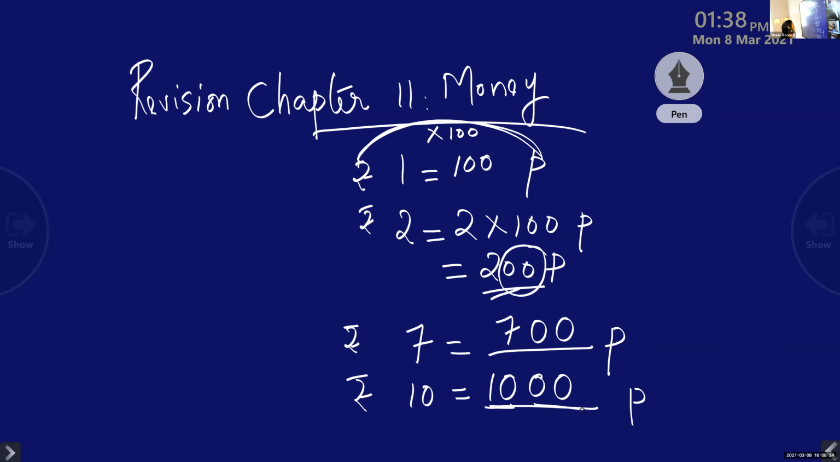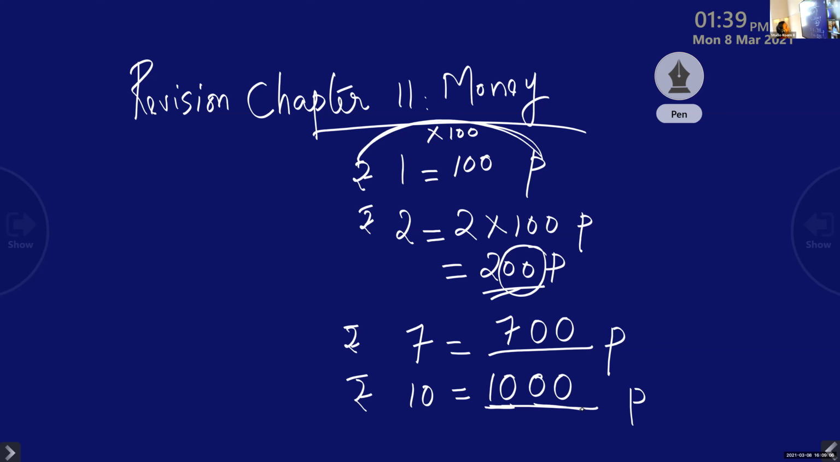Revision rough book. So children, to convert rupees to paise, we multiply by 100. Multiply by 100 means what we are doing here? We just add 2 zeros. So next we are going to do conversion of paise to rupees.